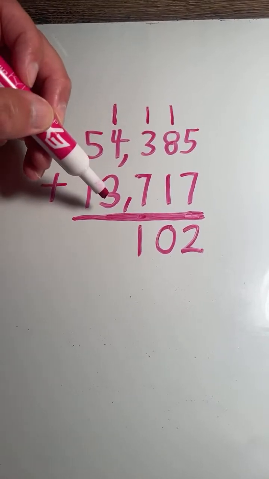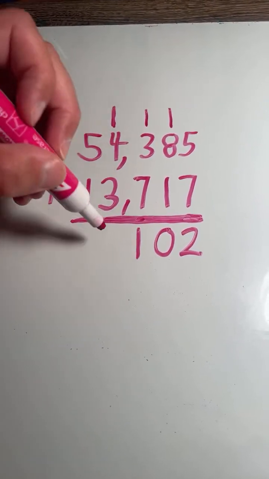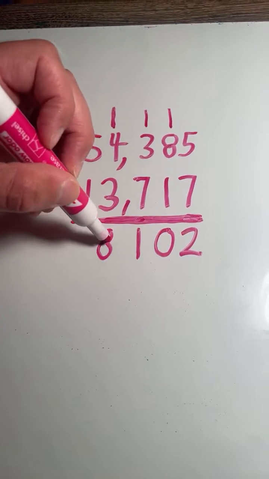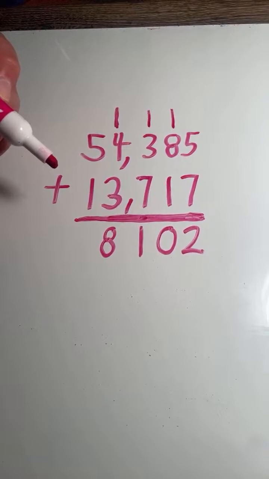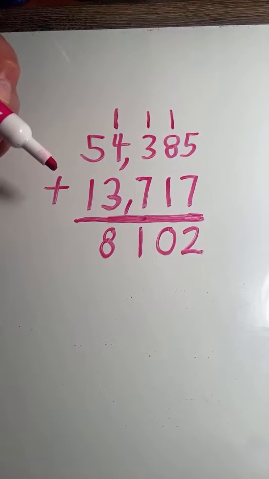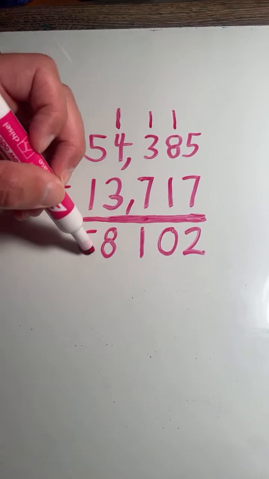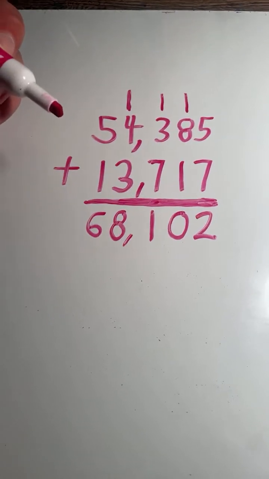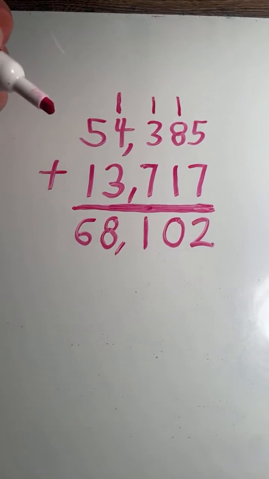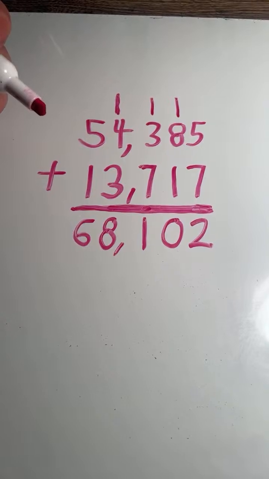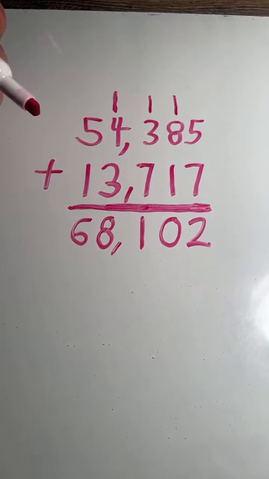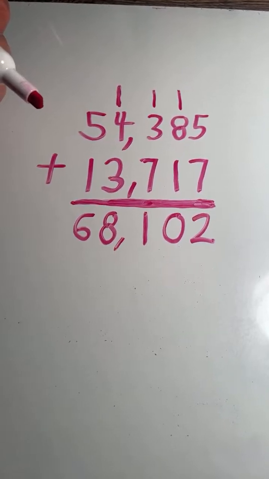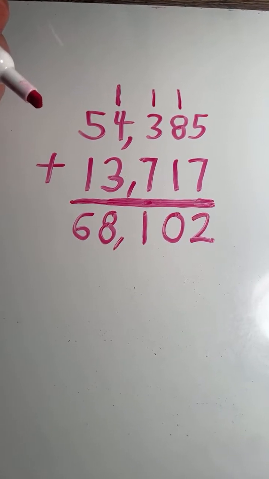4 plus 3 equals 7, plus 1 equals 8. 5 plus 1 equals 6. So we have our final answer. 54,385 plus 13,717 equals 68,102.